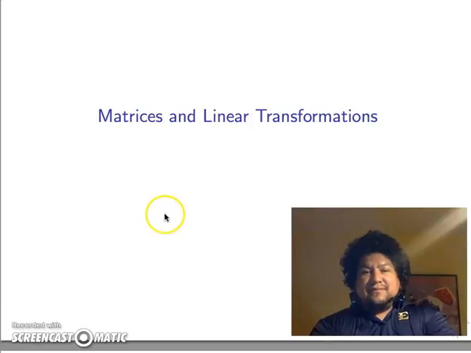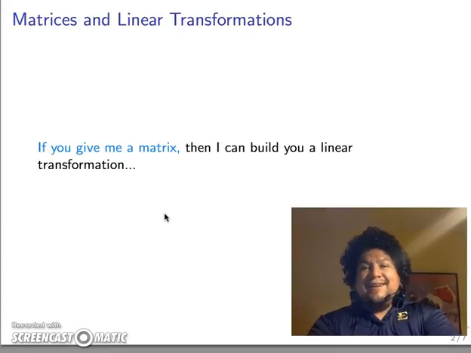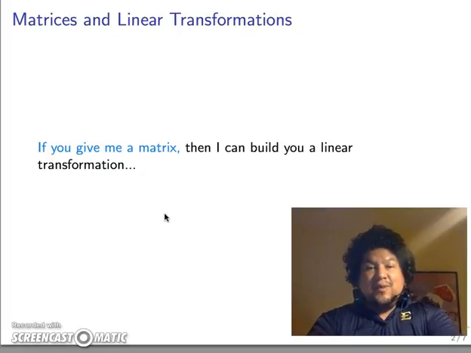Hello. In this discussion, we're going to address the interplay between linear transformations and matrices. So the first principle that we're going to discuss is: if you give me a matrix, then I can build you a linear transformation. We're going to review this statement, and then we're going to address this statement: if you give me a linear transformation, then I can give you back a matrix.